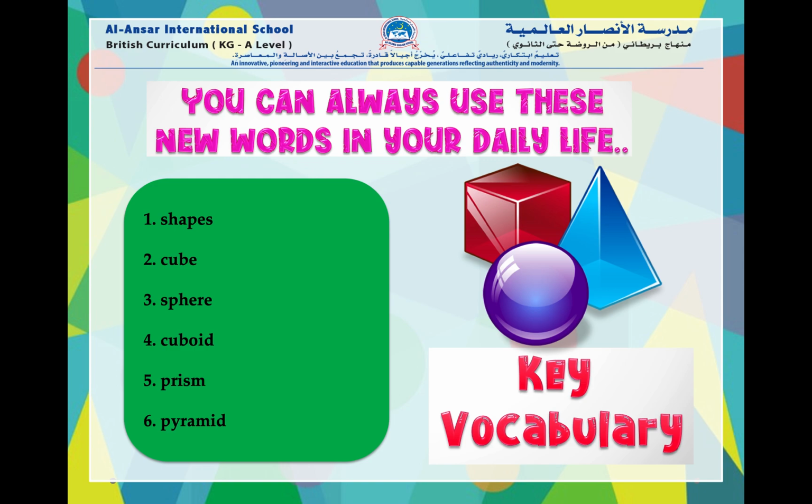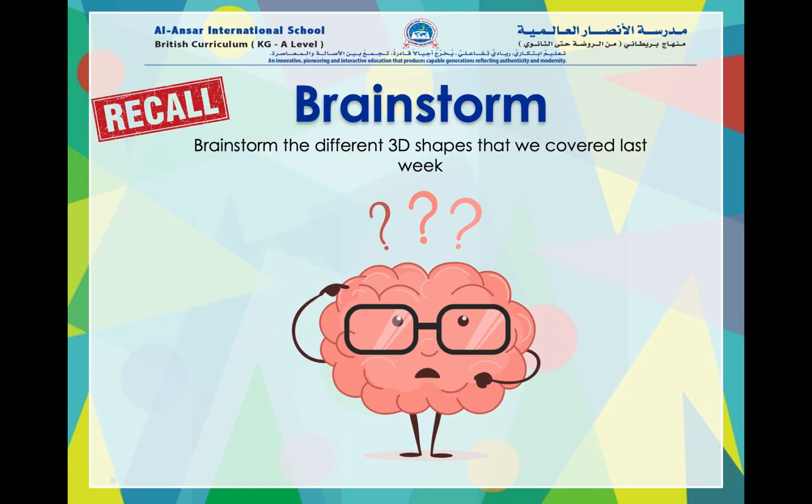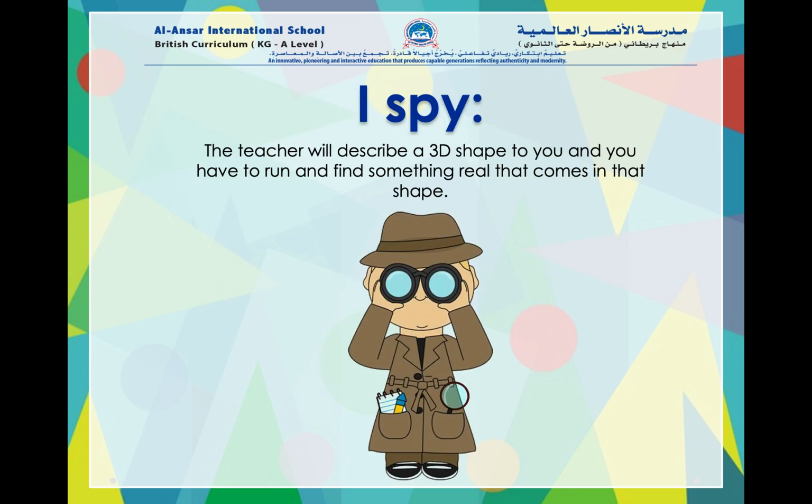For this lesson, you will need the words shapes, cube, sphere, cuboid, prism, and pyramid. Let us recall some of the 3D shapes that we covered last week. Think about all of them, and then you can also find objects around your house that come in these 3D shapes. You can send a message to your teacher. I'm sure she would love to see it.